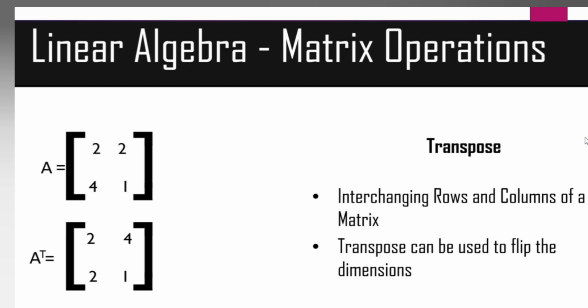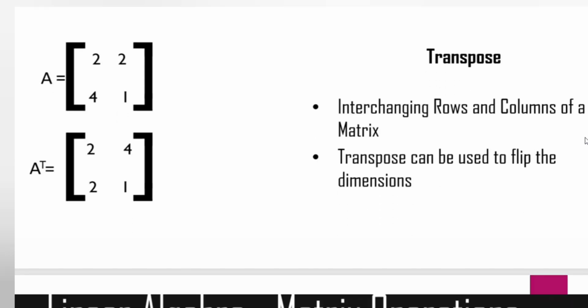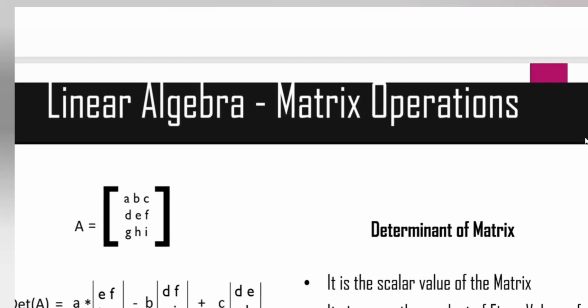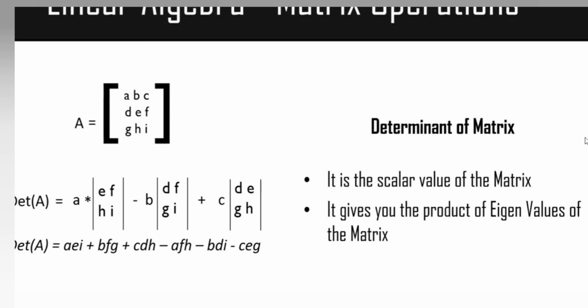transpose of a matrix is nothing but we are interchanging the 4 and 2 here. See the left side, you will understand. So transpose can be used to flip the dimension. To flip the dimension means, like x dimension, y dimension, to flip that.